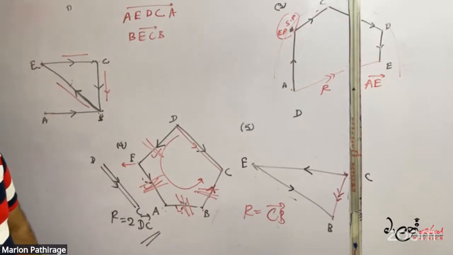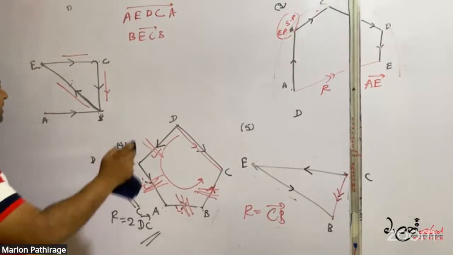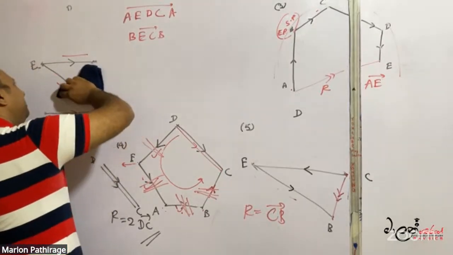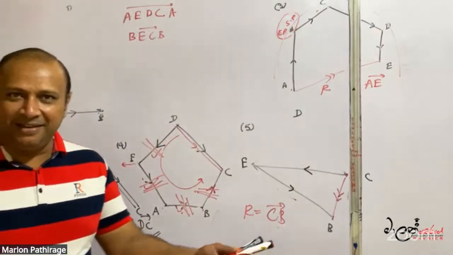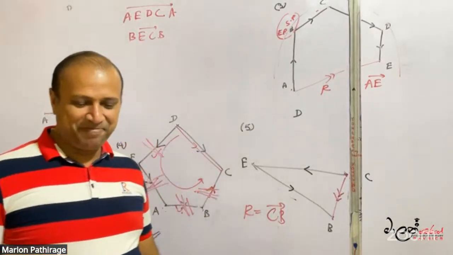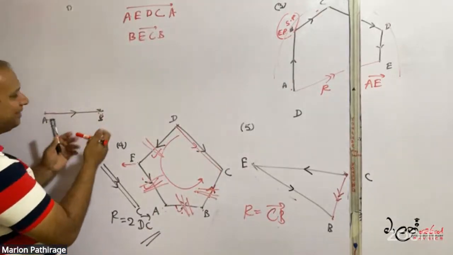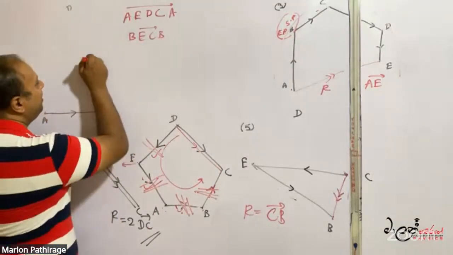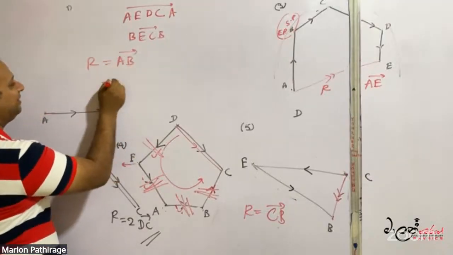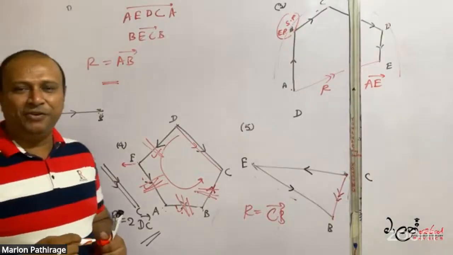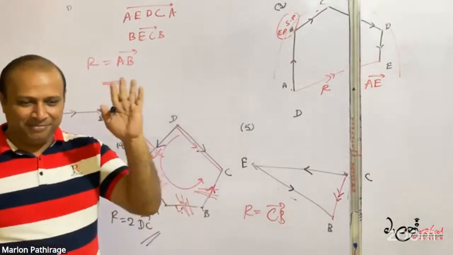Yes, there are a lot of closed loops. Once you remove all of them, the remaining is only a single vector. That is AB. Therefore, R is equal to A to B. If you got that one, please raise your hand. Then another step.